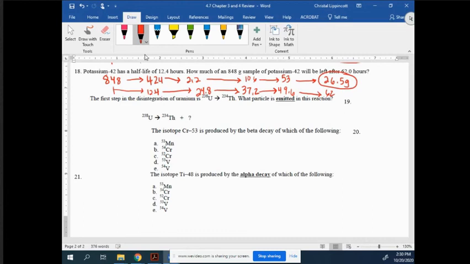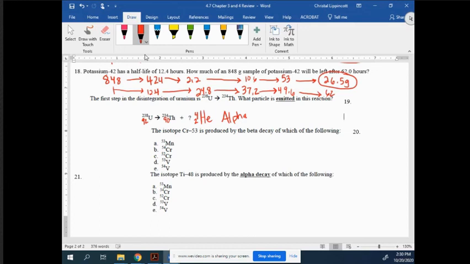All right, the next one, we are taking uranium, and they want to know what particle would have been given off here. Well, we went from 238 to 234, so that would have been 4 here. We went from uranium, which is 92, to thorium, which is 90. So we went down by 2 for that. So that would be a helium. That would be an alpha particle that would have been decayed.